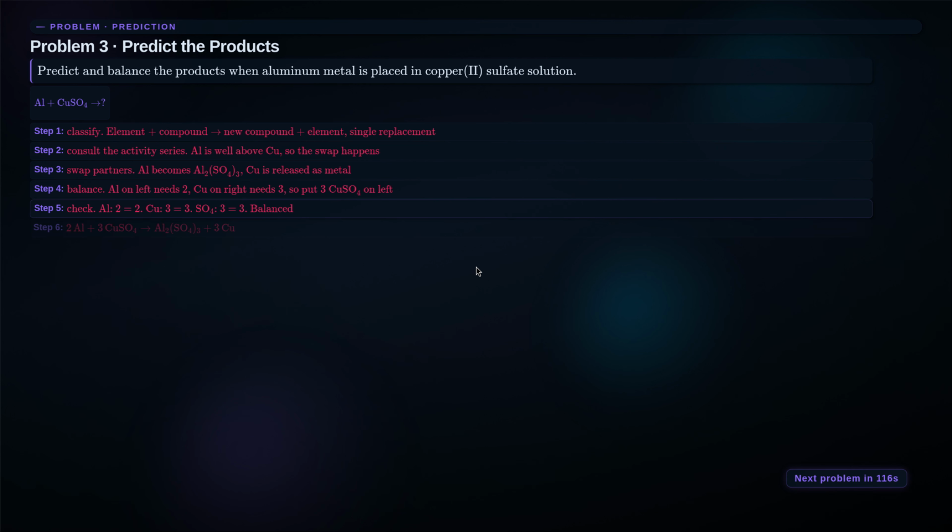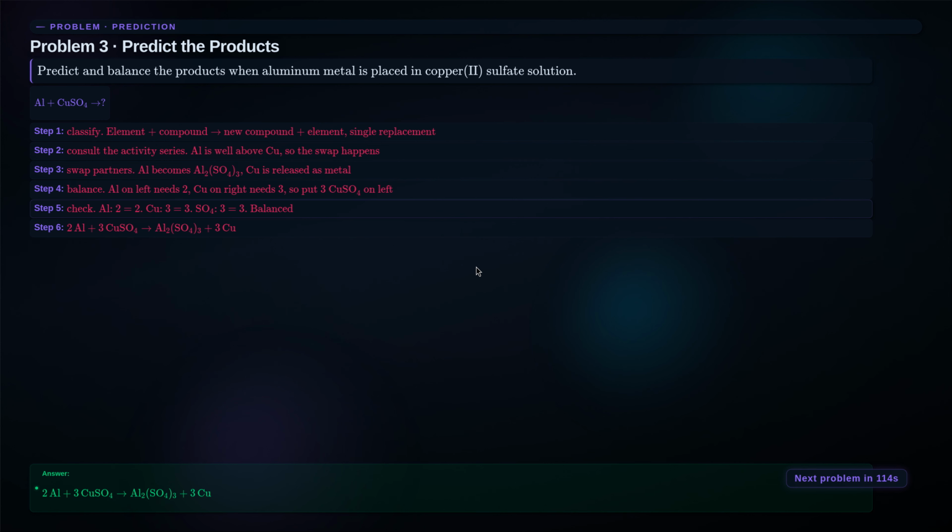Solved problem 3, single replacement with the activity series. Will magnesium metal react with copper(II) chloride solution? Use the activity series to predict. Step 1. Identify the activity series positions. Magnesium sits high in the series, copper sits below it.